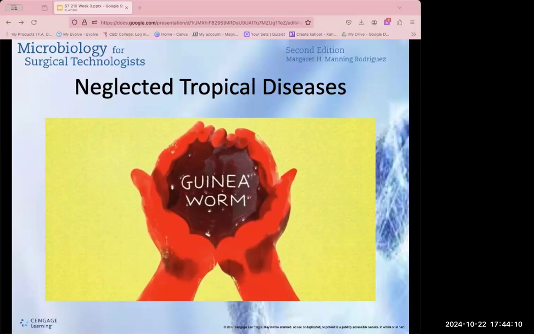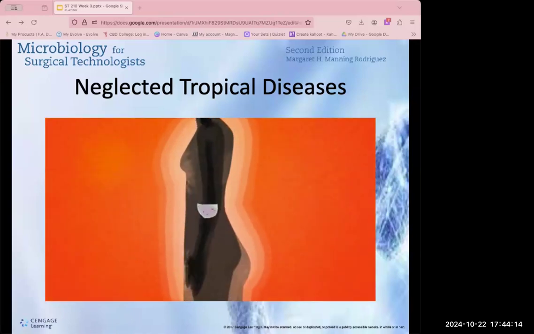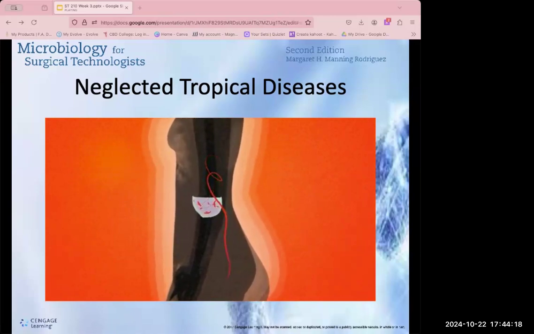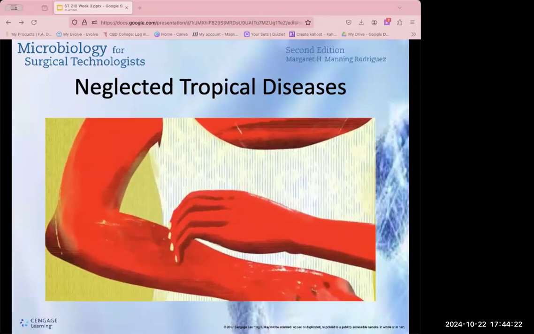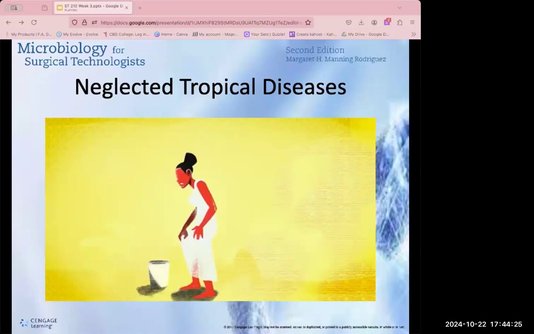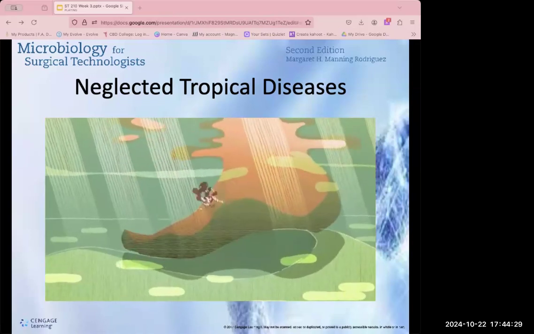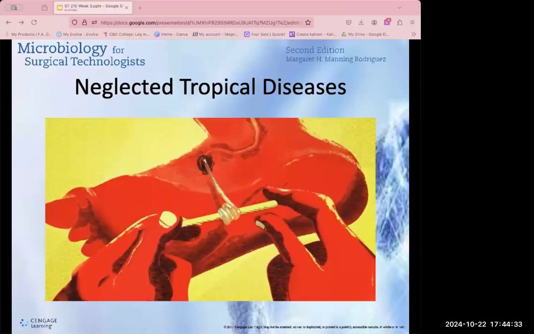Guinea worm you get when you drink water that's got these small worms in it, and then it grows inside your body. And as the worm gets larger and larger, it causes intense suffering, itching. So people typically go get in the water, which actually allows the worm to escape. It actually leaves your body and goes back in to create its life cycle.